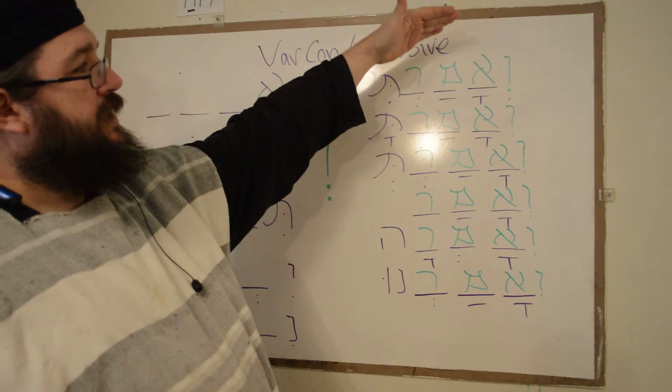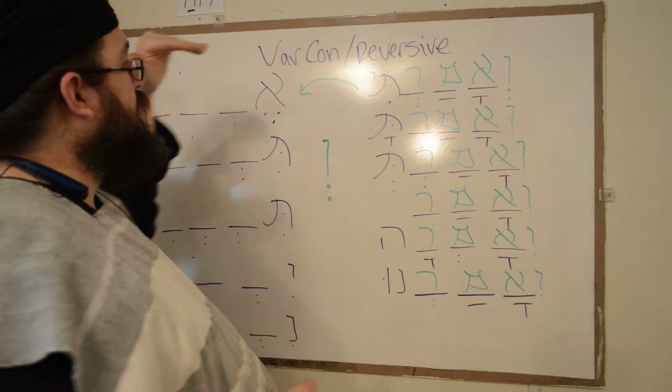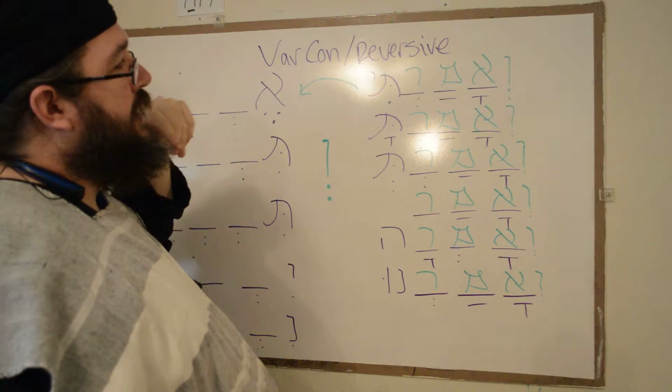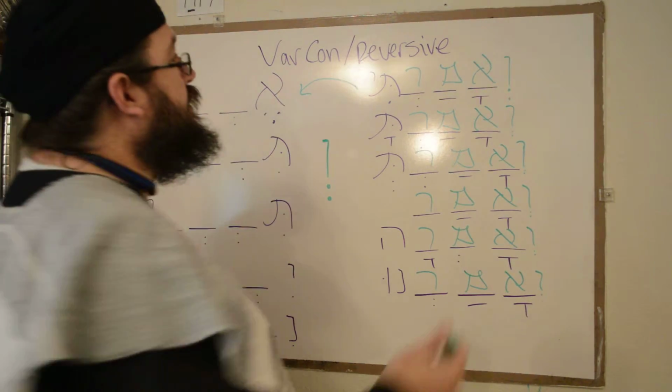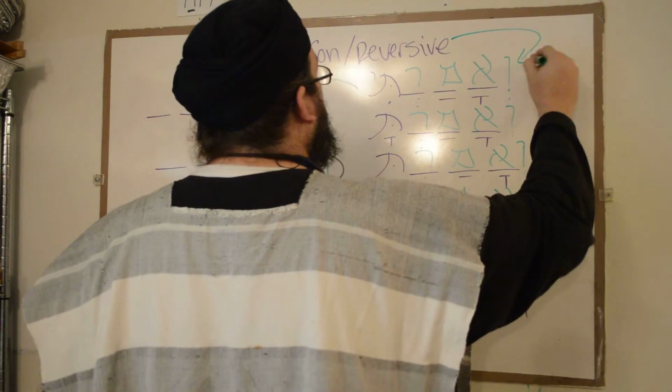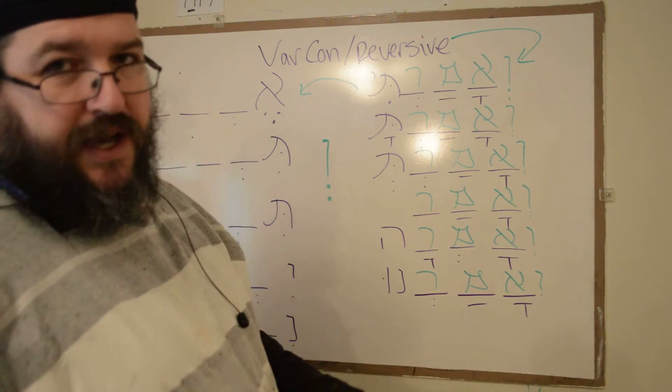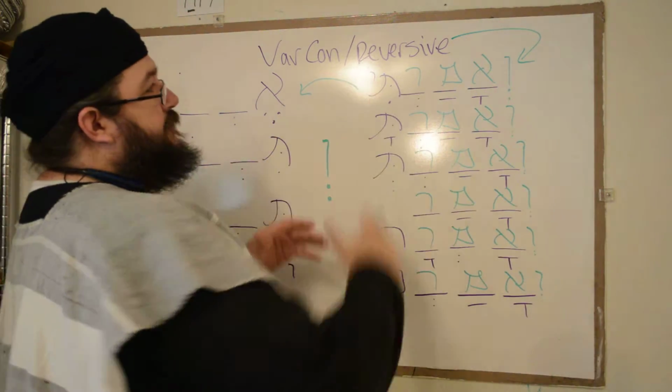So you can see real quickly that this is what we call the Vav Reversive. You're changing the past into the future. And this only applies to past tense verbs, okay? So the reversive is going to reverse the past and be read as a future, okay?